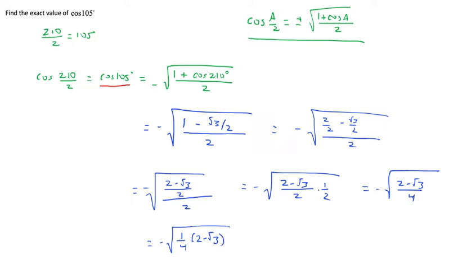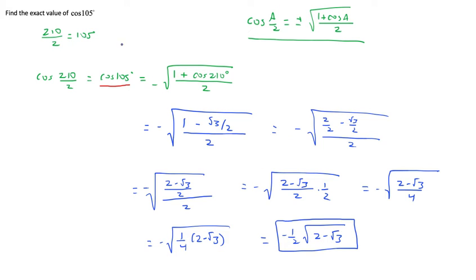Remember, this 4 is on the denominator, and the square root of 1/4 is 1/2. So we get negative 1/2 radical 2 minus radical 3. This is the most simplified version of the answer. Of course, this is just what we get once we plug cosine of 210 degrees in, but the most simplified version of this answer is going to be this one right here.